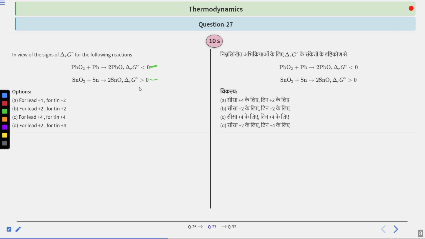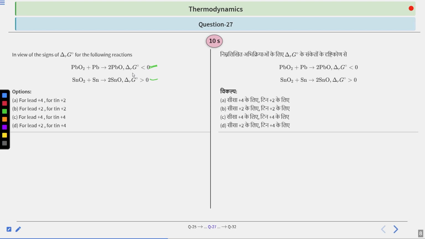So what is the question saying here? You are being asked, in view of the sign of delta Rg naught, what it tells us. Delta Rg naught tells us about the spontaneity of the reaction, so this is very obvious. We have to find the oxidation state for lead and tin, if delta Rg naught is already mentioned.